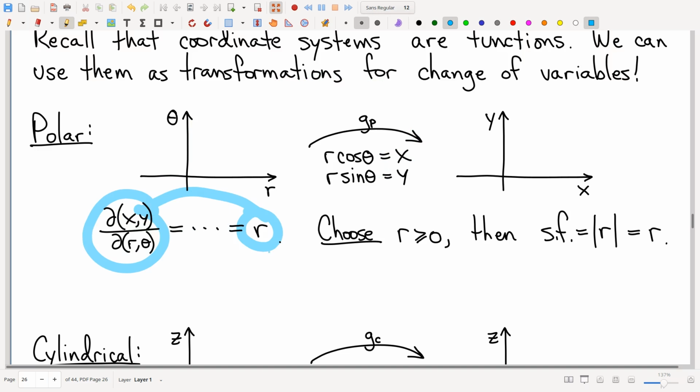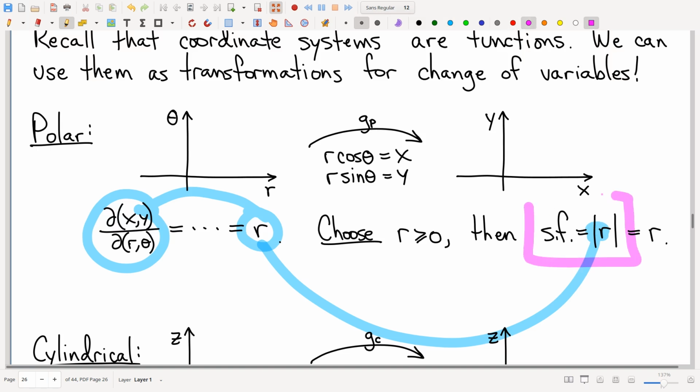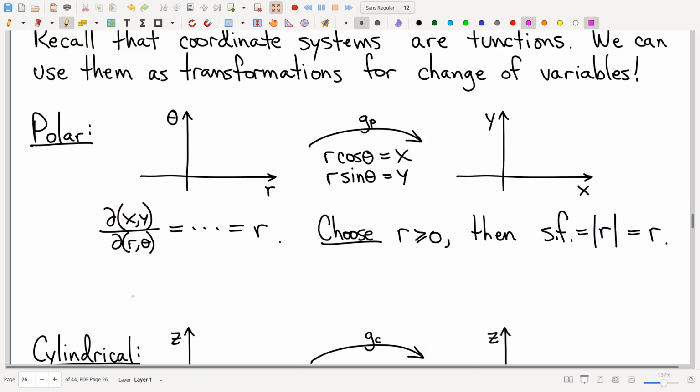Now, sadly, your stretching factor is a little bit different. It's very important to recall. The stretching factor is the absolute value, right? So we are going to have to take the absolute value of r. That's a little bit irritating. Nobody likes absolute values. They get in the way in the integral. You have to consider cases. It's annoying, right? But yeah, that's what we have. That's how it turns out.